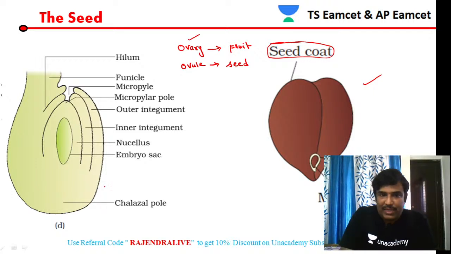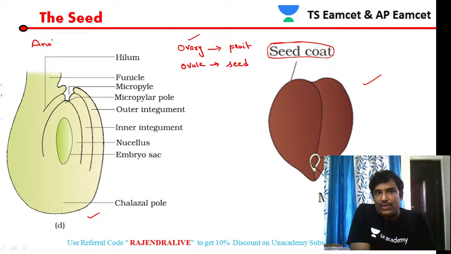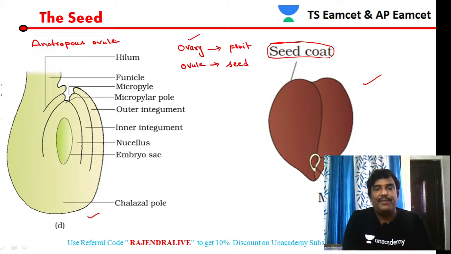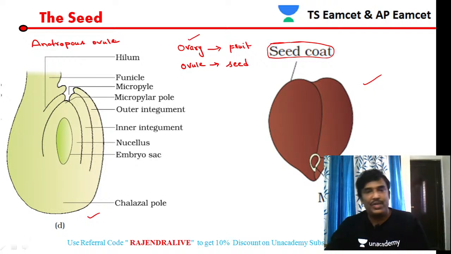సో నవ్ ఇఫ్ యూ సీ ద టిపికల్ స్ట్రక్చర్ ఆఫ్ ఓవ్యూల్ ఇన్ ఏంజియోస్పర్మ్స్, ఇట్ ఈజ్ ఎ అనాట్రోపస్ ఓవ్యూల్. సో ద టైప్ ఆఫ్ ఓవ్యూల్ ఈజ్ కాల్డ్ ఎస్ అనాట్రోపస్ ఓవ్యూల్. అనాట్రోపస్ ఓవ్యూల్ ఈజ్ ఎ టిపికల్ ఓవ్యూల్ ఇన్ కేస్ ఆఫ్ ది ఏంజియోస్పర్మ్స్.